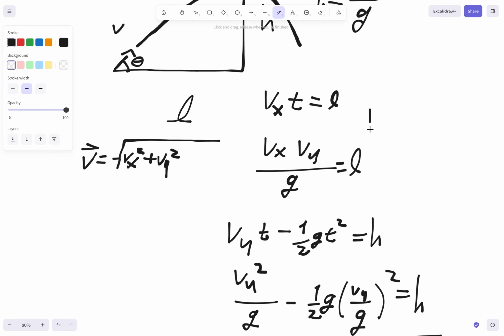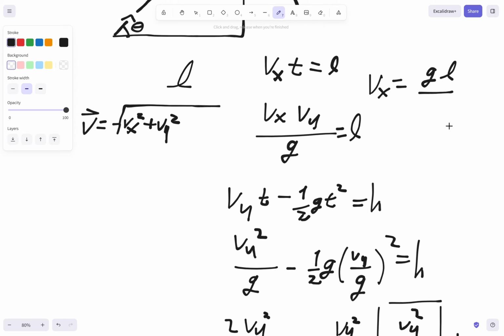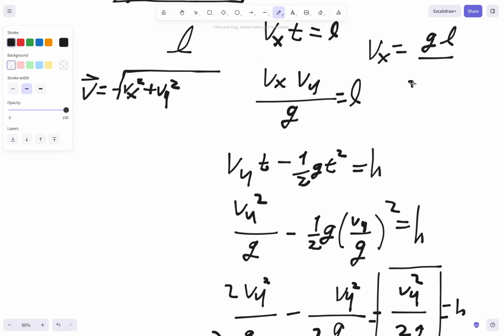So what is this? Vx equals gL all over square root 2gh. And now I just plug it into here, right?